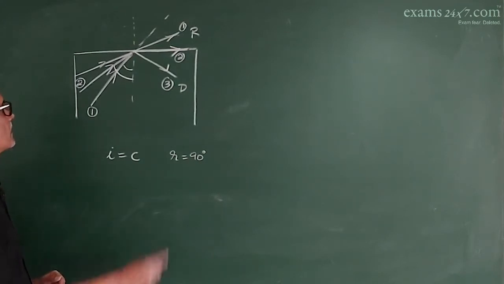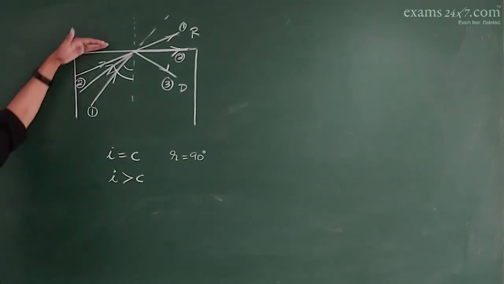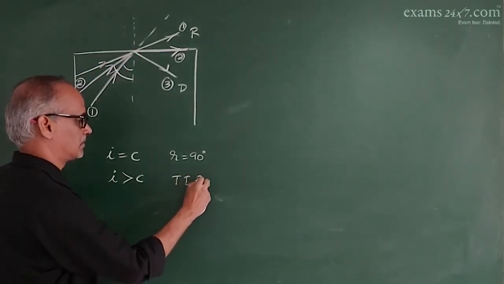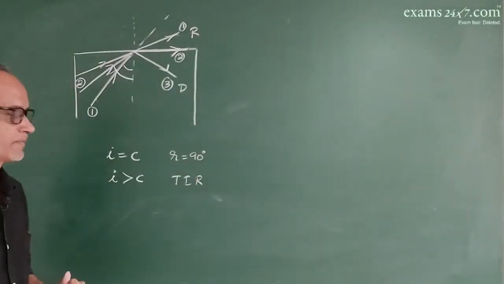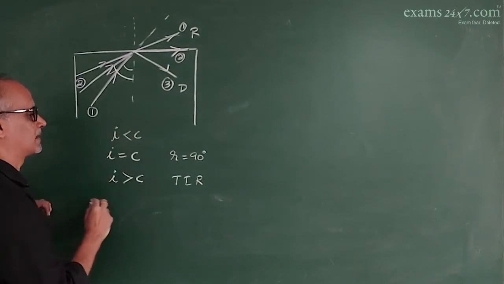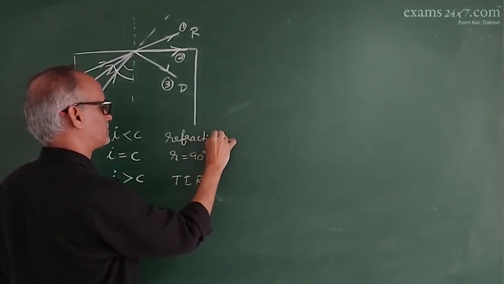And for any angle above the critical angle, the ray undergoes total internal reflection. And if the angle of incidence is lesser than the critical angle, it undergoes only refraction.